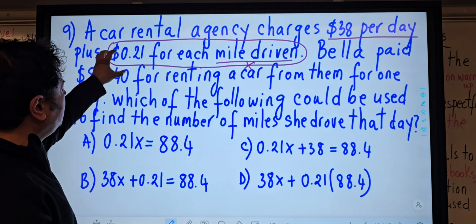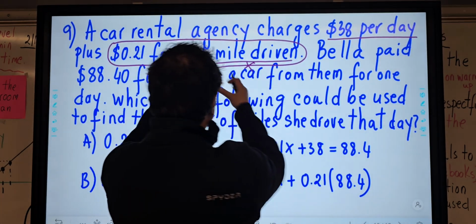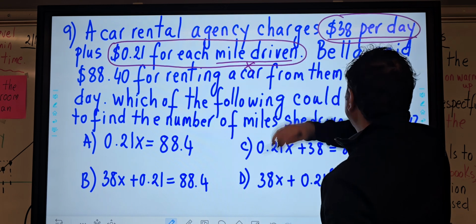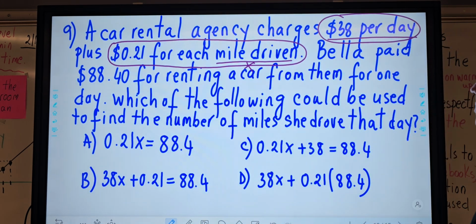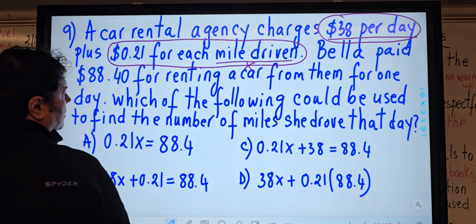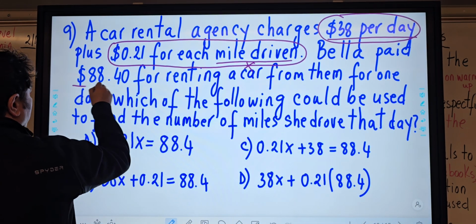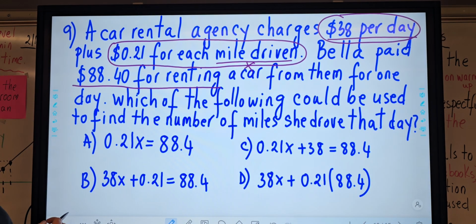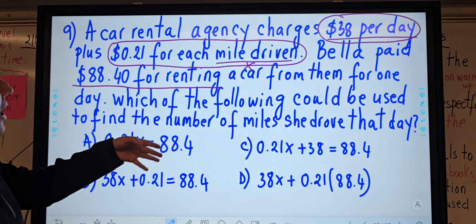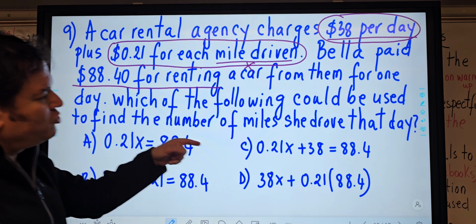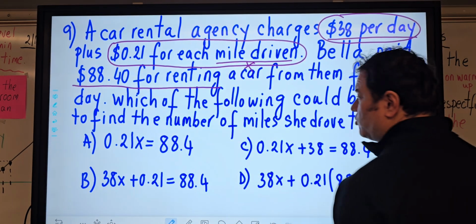We have to multiply 0.21 times X, and we need to add 38 to that. So let's continue. Bella paid $88.40 for the car. So she paid $88.40 for renting a car from them for 1 day. Which of the following could be used to find the number of miles she drove that day? And we have a multiple choice here.